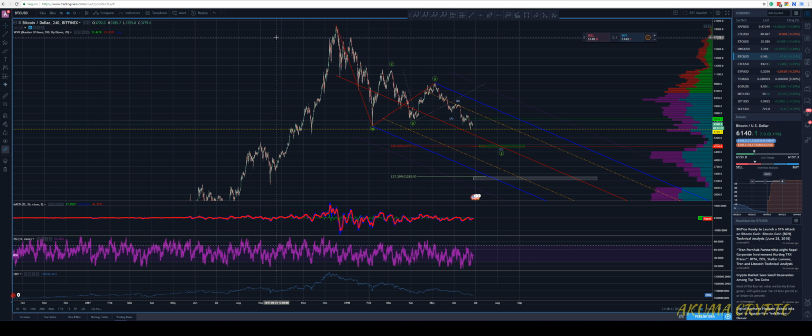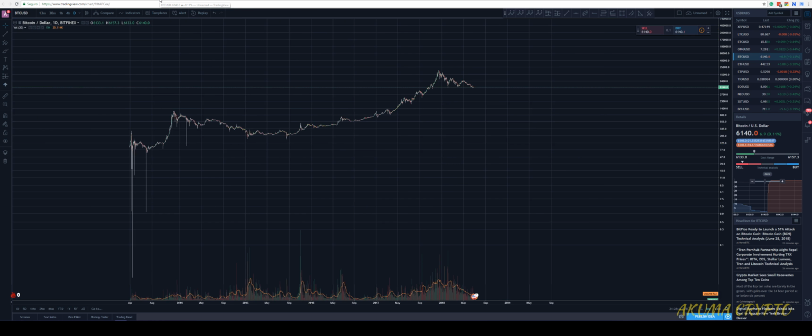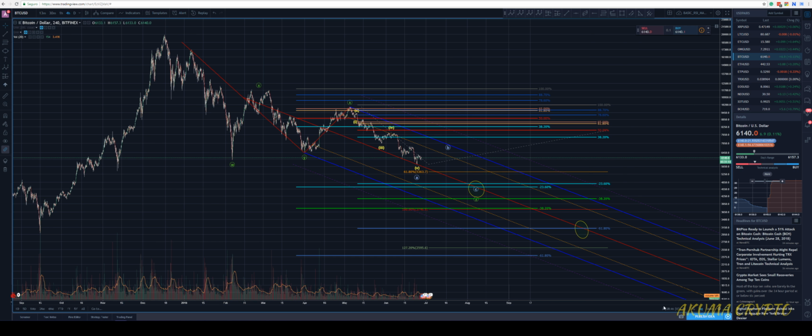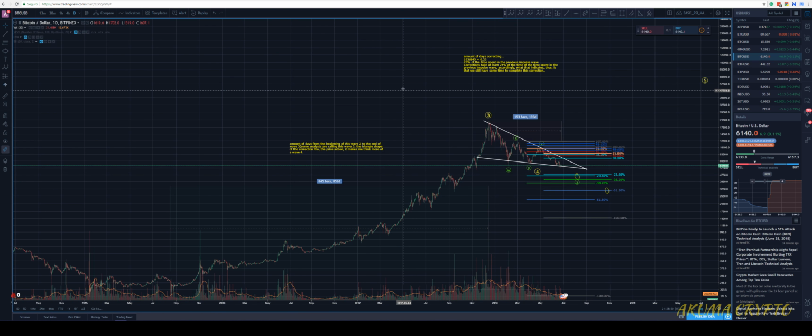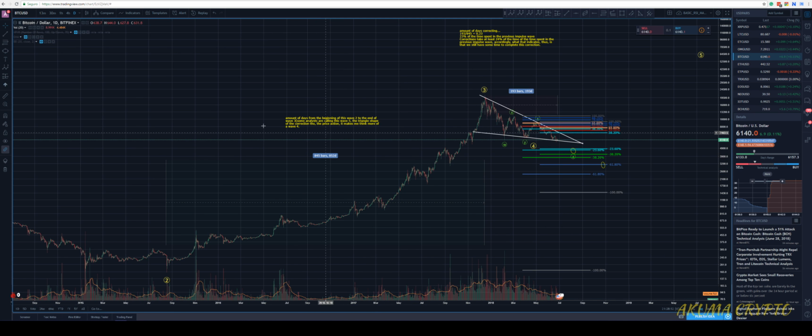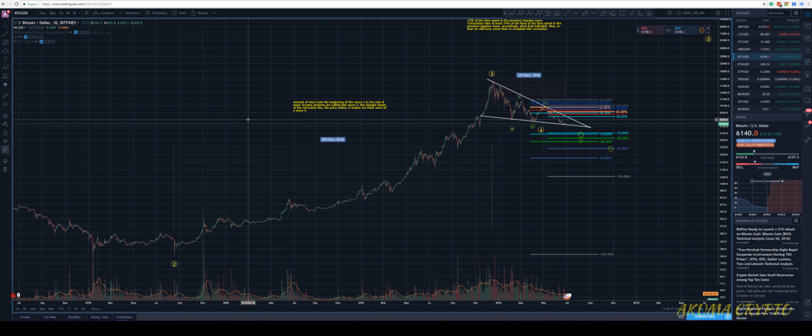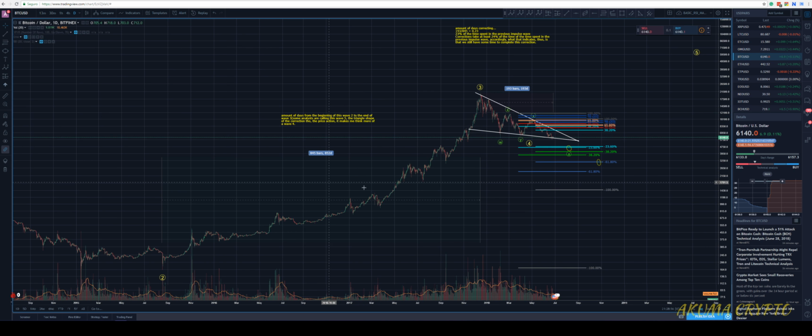Bitcoin has been correcting for some time now. What I would like to address before anything is how long it has been correcting. Here we have the amount of time that it had spent in the impulse wave.